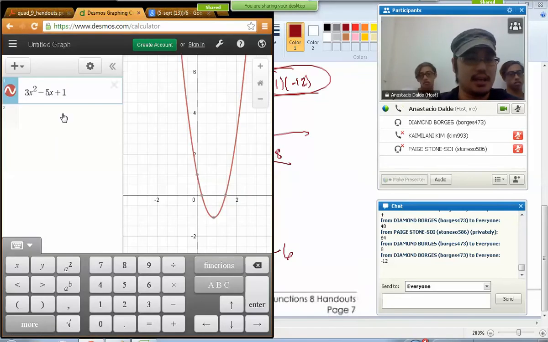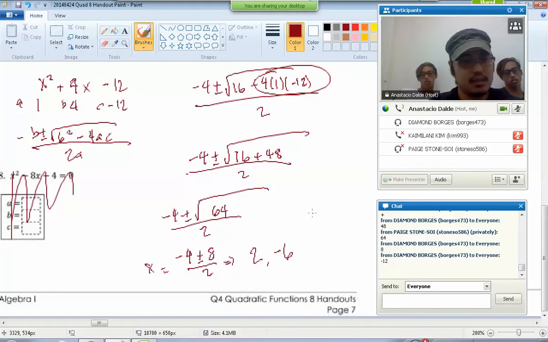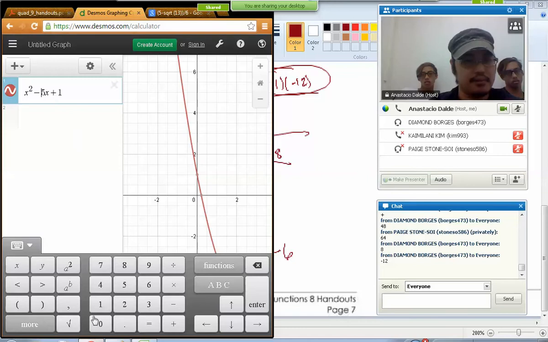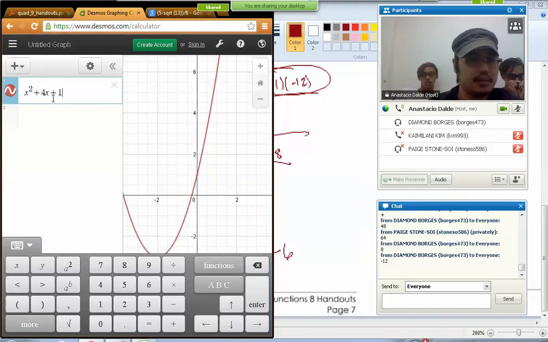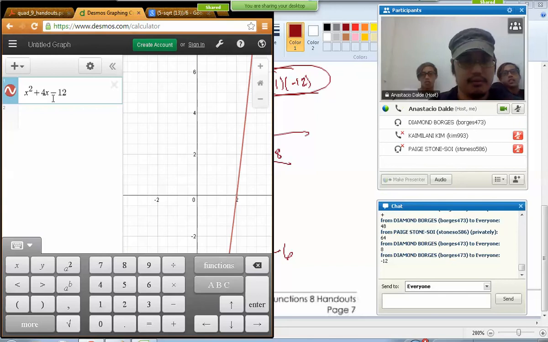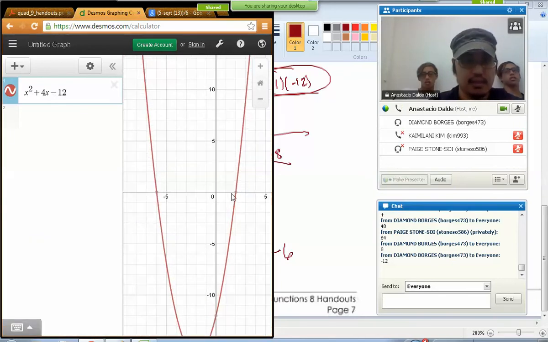Let's check out Desmos and see if they agree. So that was x squared, what was it? Oh, plus 4x minus 12. Zoom out. Move to the right. Look at that. It crosses at 2 and negative 6. Are we cool?